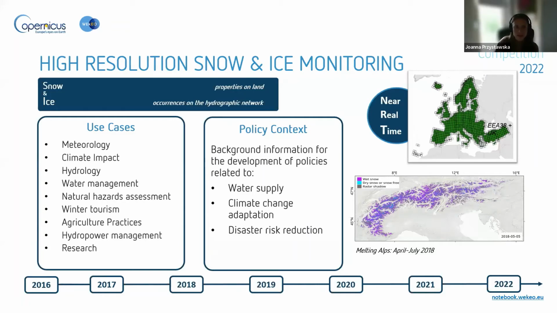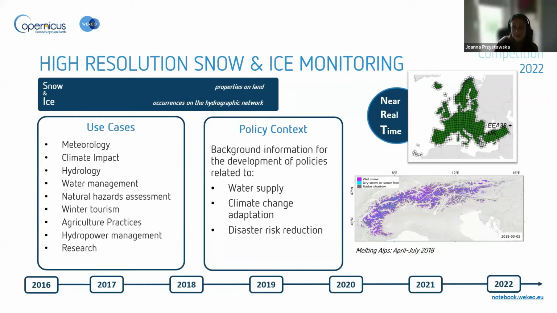Also, a few words about use cases. These are critical parameters to a wide range of applications relevant for many areas of forecasting in the field of weather, climate, hydrology, water management, also for assessing natural hazards, floods, avalanches, river ice jams. The study of snow and ice has also significant socioeconomic interest, such as winter tourism, agriculture and forestry, hydroelectric power generation, and the policy context is also connected to water supply, climate change adaptation, or disaster risk reduction.